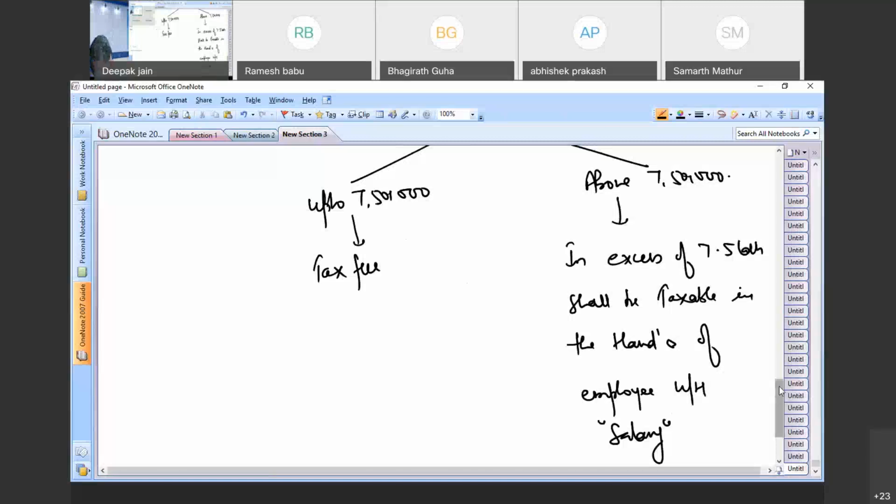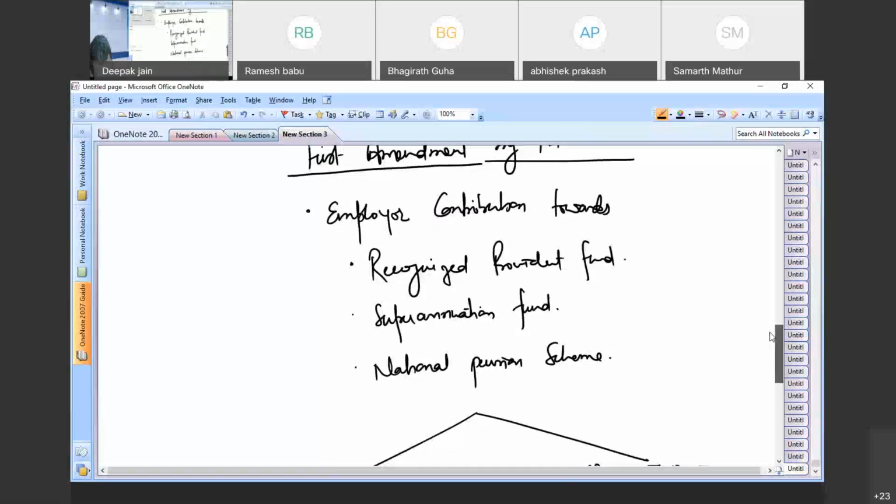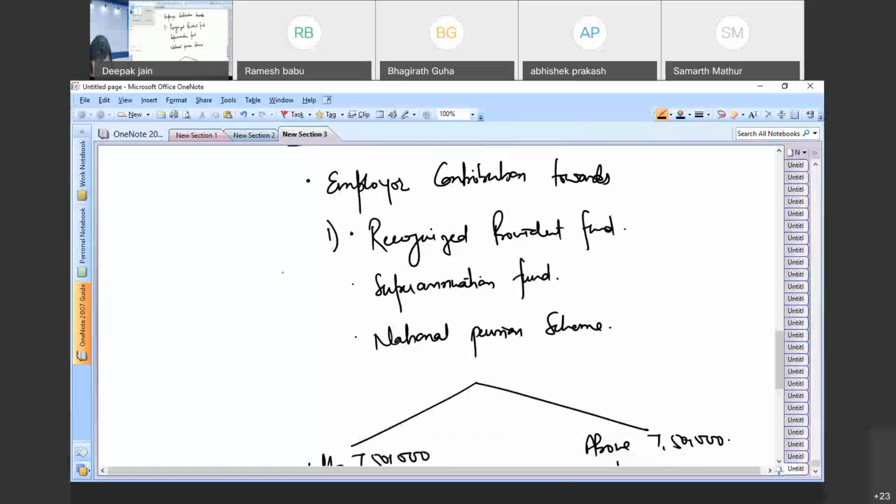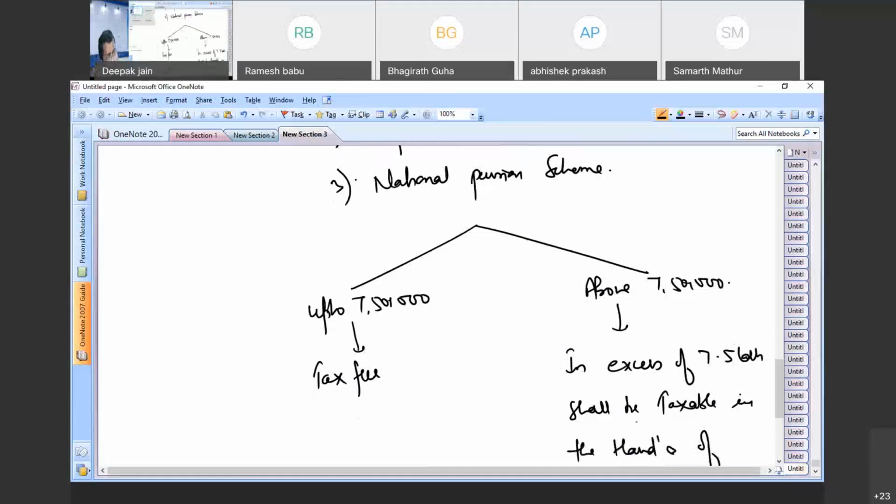So I'm repeating again, employer contribution towards recognized provident fund, superannuation fund, National Pension Scheme. You have to check the whole contribution. If the entire contribution towards these three schemes is up to 7.5 lakh, it is tax free, nothing shall be taxable. If it exceeds 7.5 lakh, then the excess amount shall be taxable in the hands of employee under the head salary.